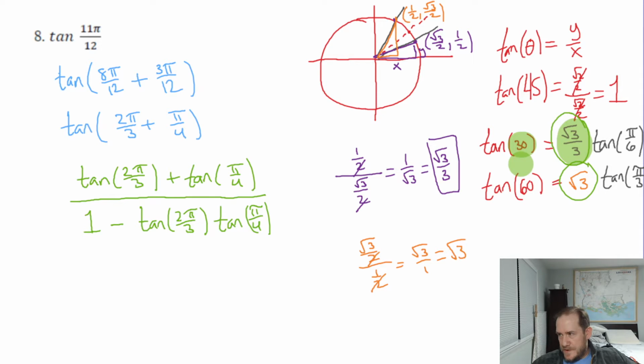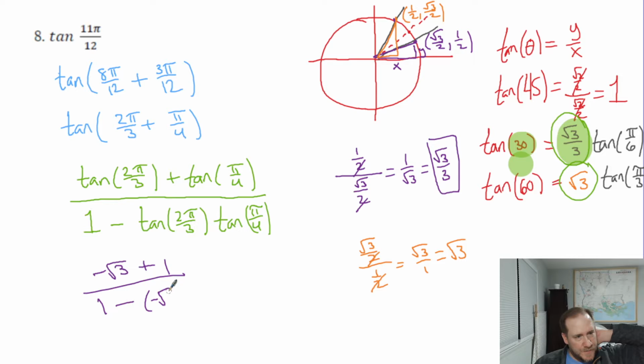So anyway, after all that jibba jabba, we're going to come back over here. We're going to remember that 2 pi over 3 is still a pi over 3 reference angle. So it is going to be the √3, but we're in quadrant 2, so it's negative. So this expression here is negative √3. Plus 1 all over 1 minus negative √3 times 1. So this is it. That's our answer. It's just in a very ugly form.